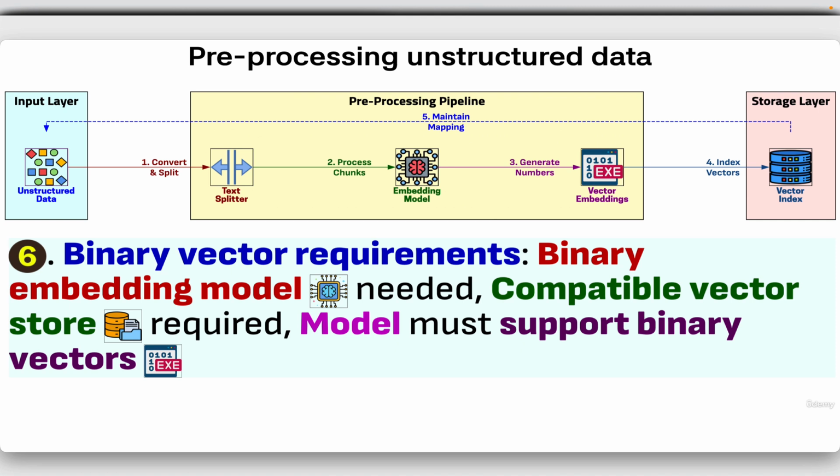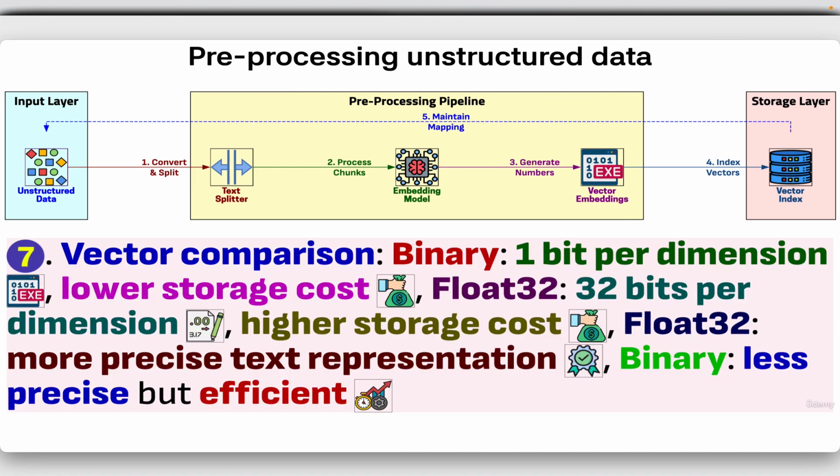If you choose to use a binary embedding model, you must ensure that you also choose a corresponding model and vector store that specifically supports binary vectors. Regarding comparison, binary vectors use only 1 bit per dimension, making them less costly on storage than 32-bit floating point vectors, though they are not as precise in their text representation.